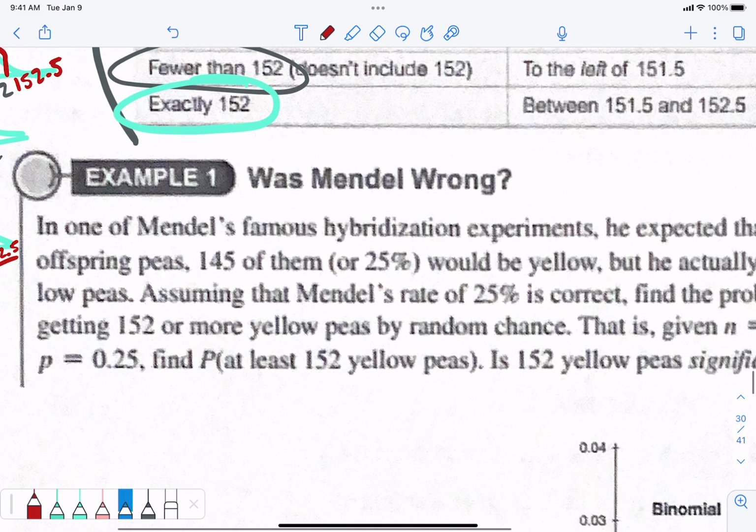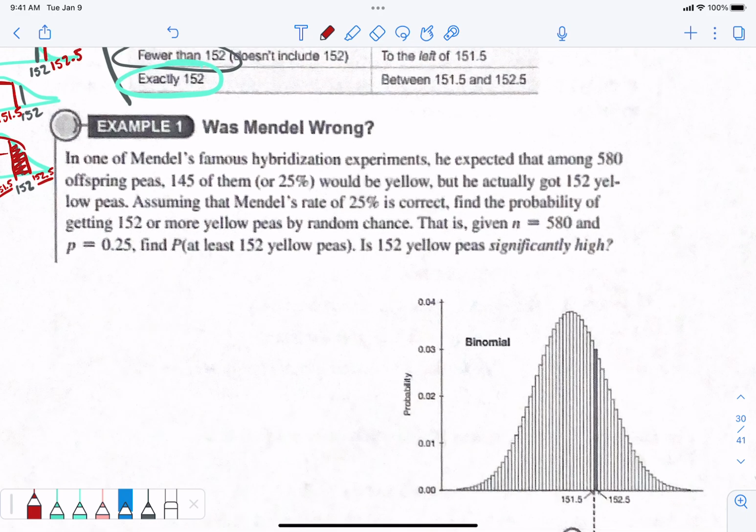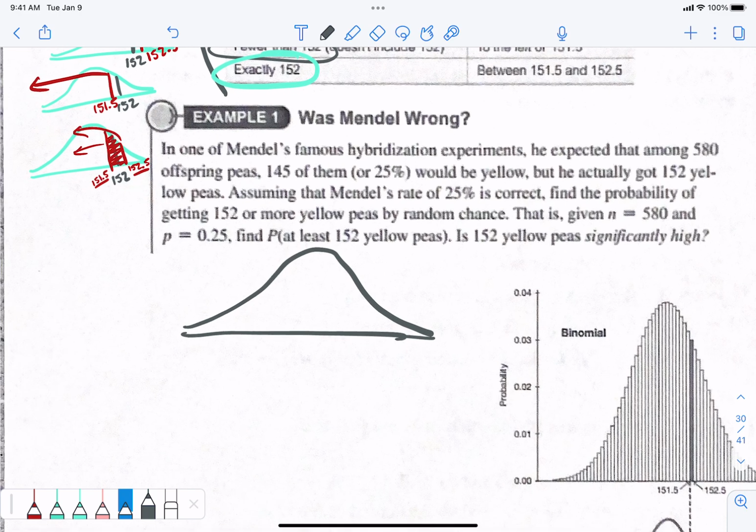Example 1. Was Mendel wrong? In one of Mendel's famous hybridization experiments, I'm going to draw my own bell curve. They have one down there, but I don't like theirs. Here's my bell curve, all right? In one of his hybridization experiments, he expected that among 580 offspring peas. Okay, what is 580, by the way? A number. N is 580, okay?